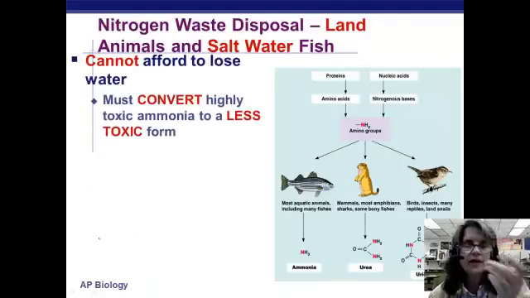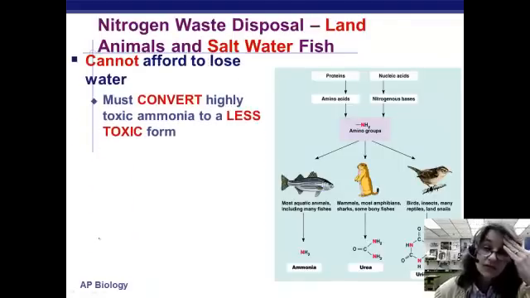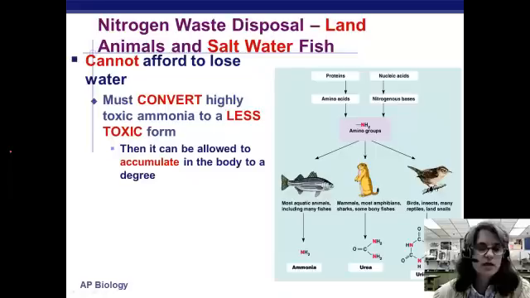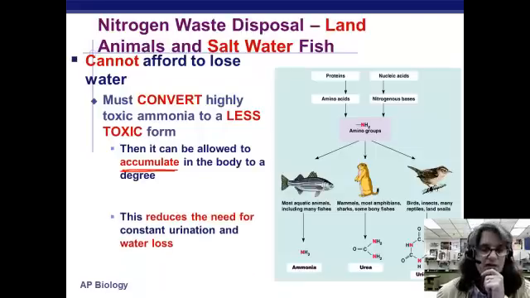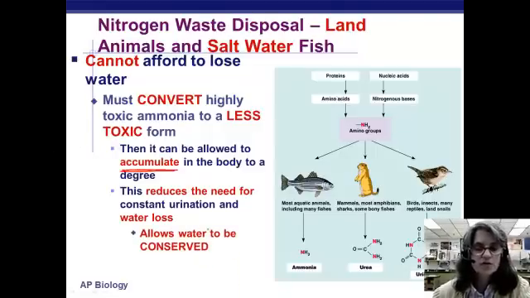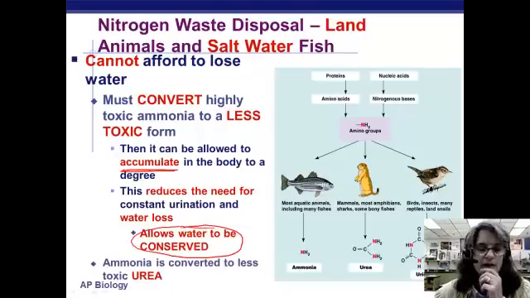Now, if you are a land animal or a saltwater fish, you have got to convert this ammonia into something that is not going to be quite so toxic. And then that can accumulate at least a little bit in your body without you having to pee it out every second of every day. So you don't have to lose so much water. If you live on dry land, you better believe that is important. We want to conserve water as much as possible if we live on dry land.